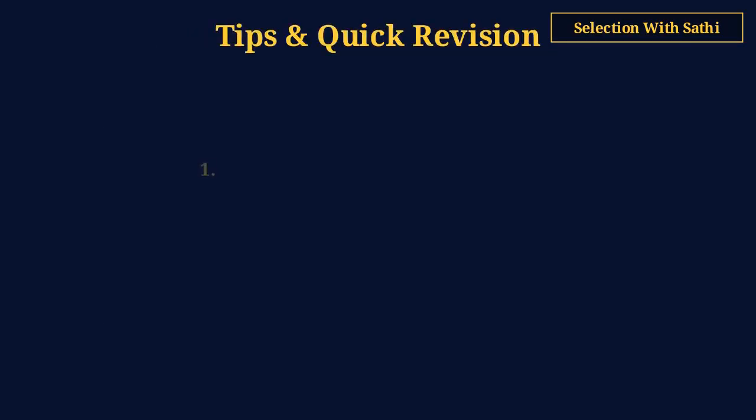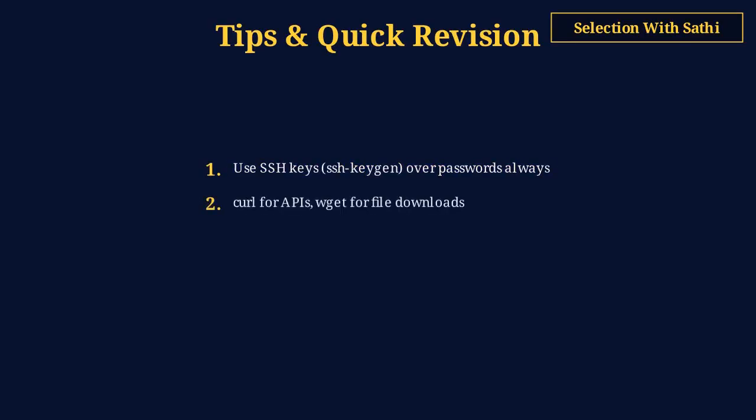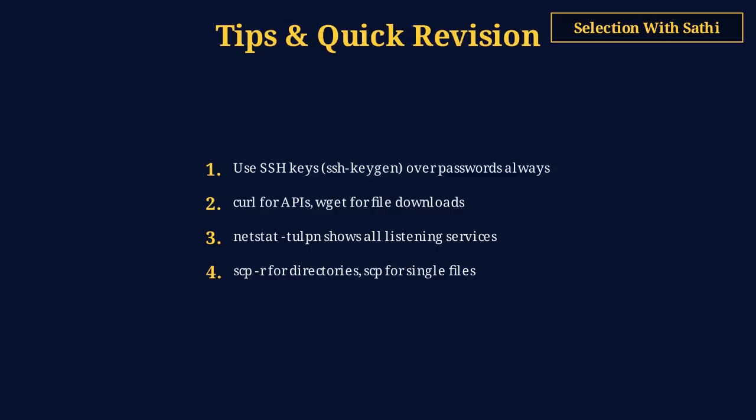Quick tips. Tip 1: Use SSH key authentication instead of passwords. It's more secure and enables automation. Tip 2: SCP uses uppercase P for port while SSH uses lowercase p. Don't mix them up. Tip 3: Curl for API testing, wget for file downloads. Each tool has its strength. Tip 4: ss is the modern replacement for netstat.